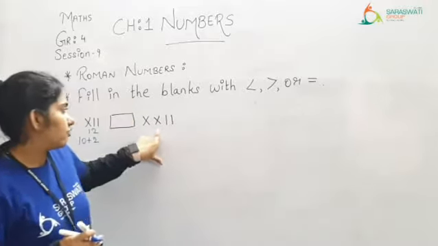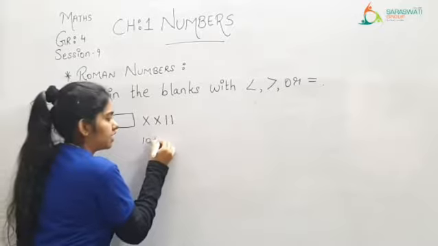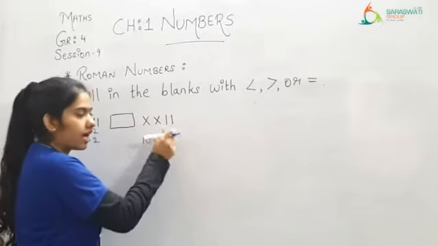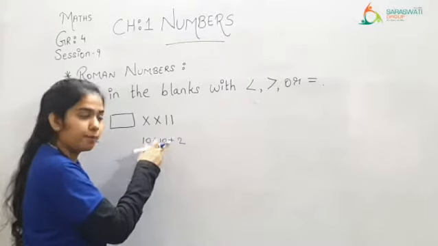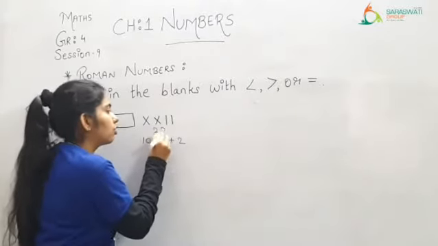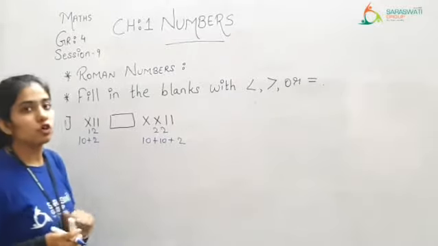Now we will write this number. Here 2 times X is 10 plus 10, and then 2 times I, so plus 2. 10 plus 10 is 20, plus 2 is 22. So we get the numbers to compare: 12 and 22.